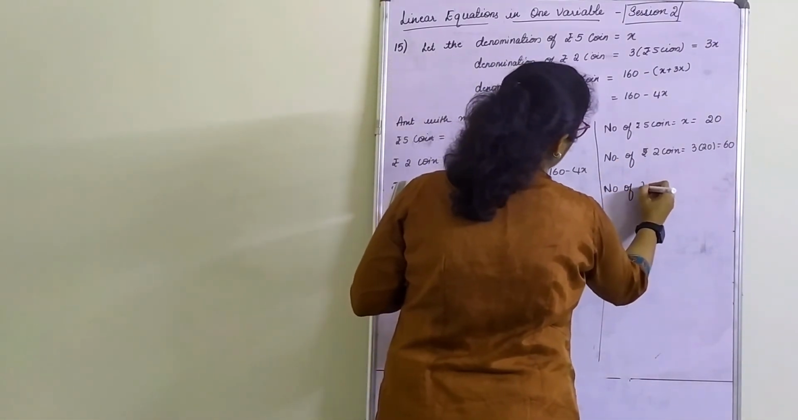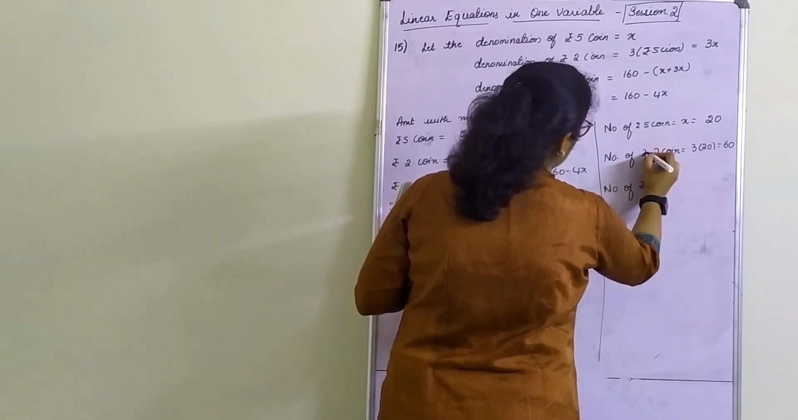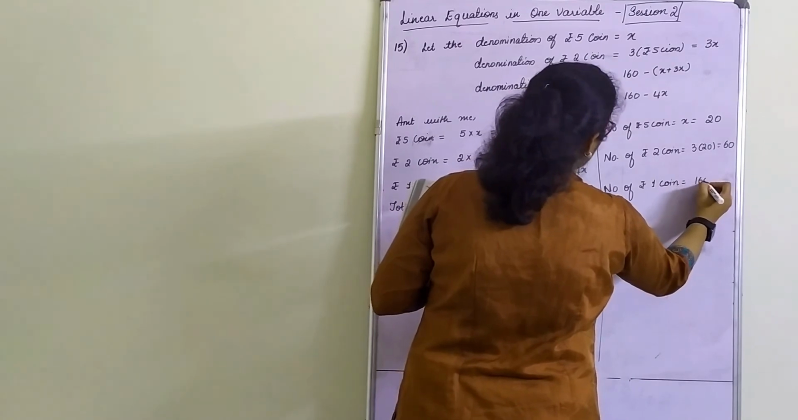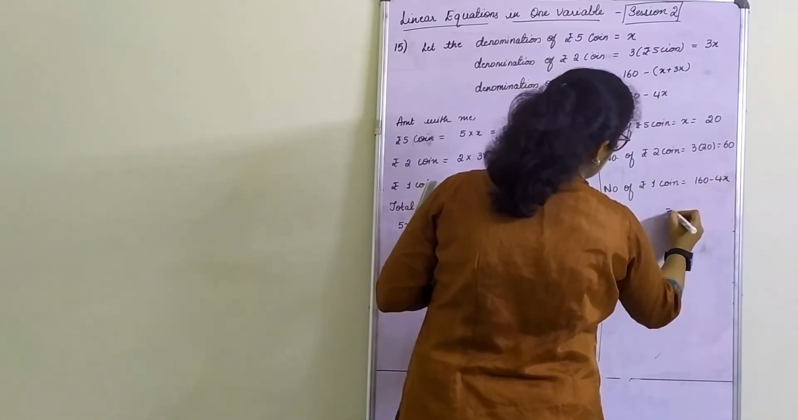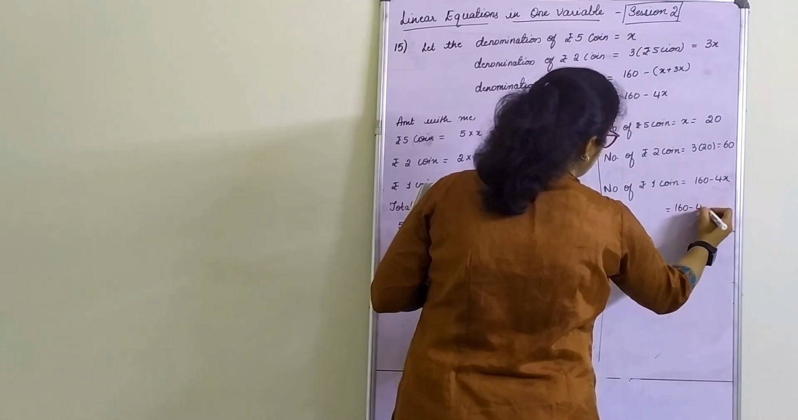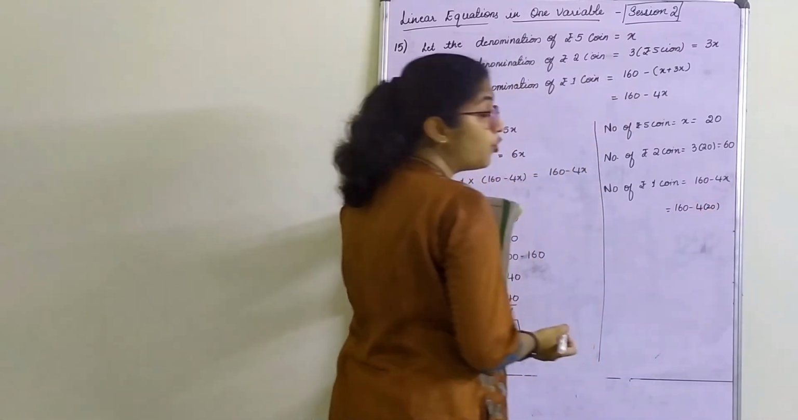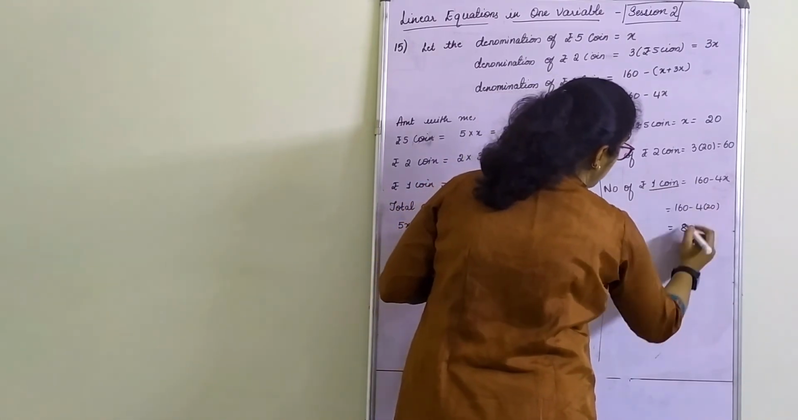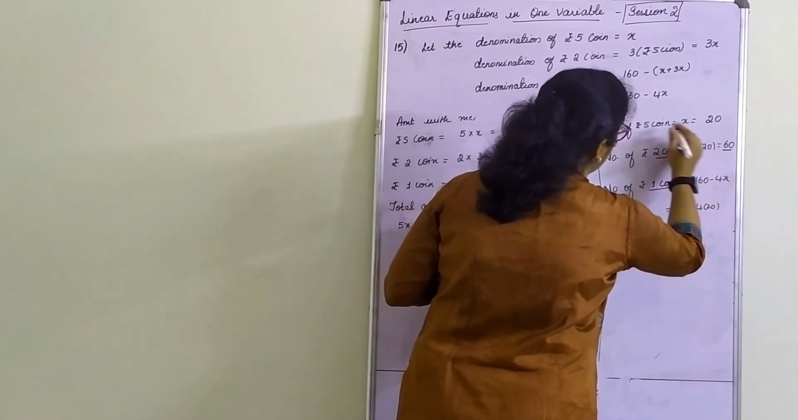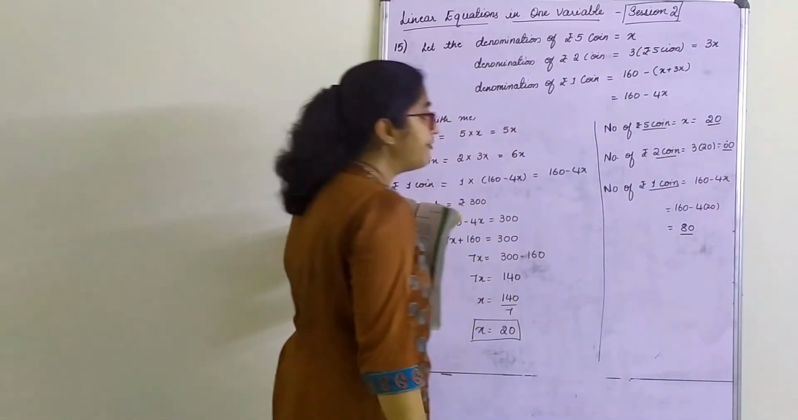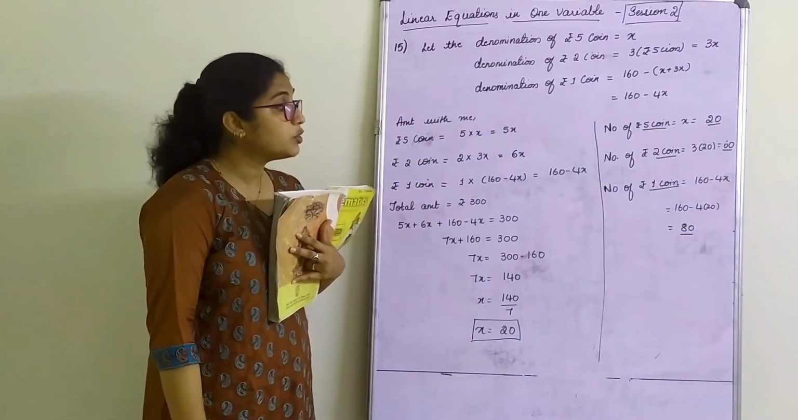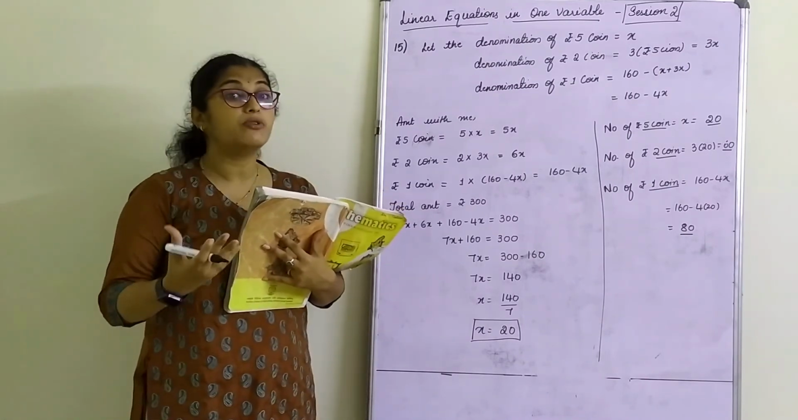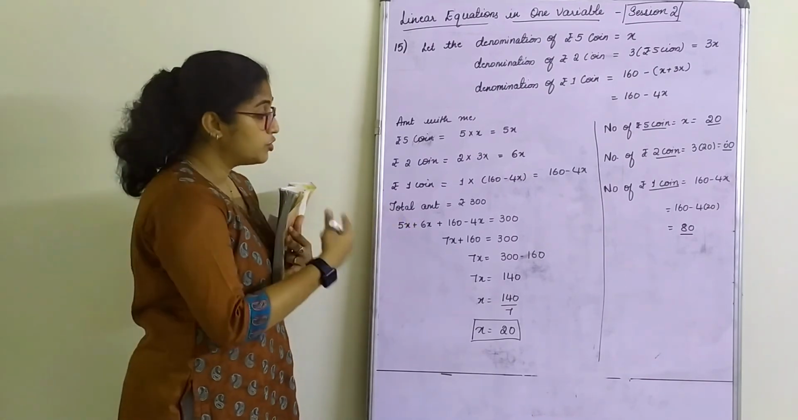Last, number of rupees 1 coins is equal to 160 minus 4x, that is 160 minus 4 into 20. 4 into 20 is 80. 160 minus 80 is 80. So 1 rupee coins you have 80, 2 rupee coins you have 60 and 5 rupee coins you have 20. You add them, you will get a total of 160 coins of these denominations. Total amount is 300. Correct? So please copy this down.